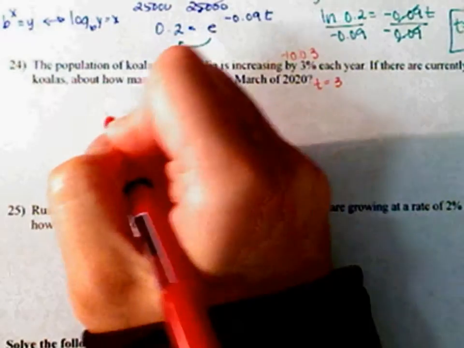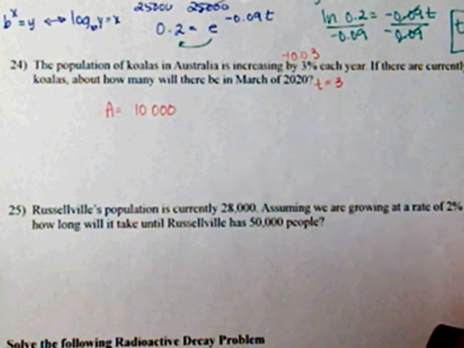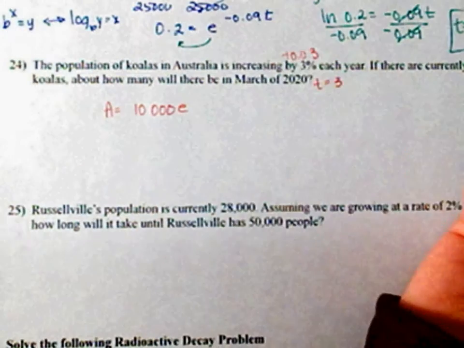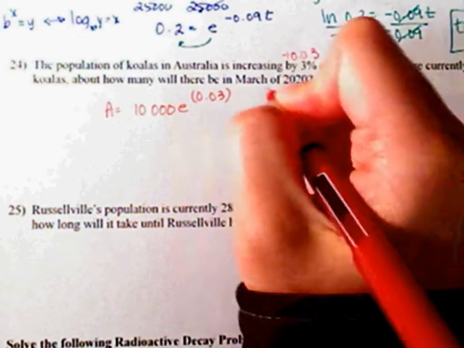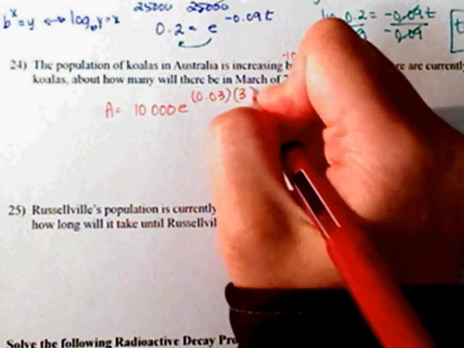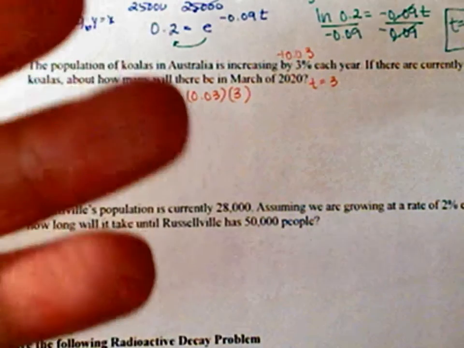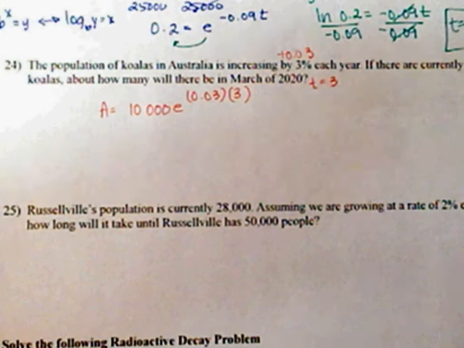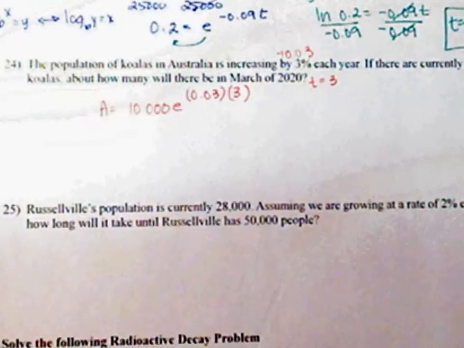So you have A is equal to 10,000. Try not to write with a comma, because when you do, it sometimes looks like a decimal. Increasing at 0.03 for 3 years. Okay, 2017, 18, 19, and 20. So you're starting in 2017. So 18, 19, and 20. That's 3 years.